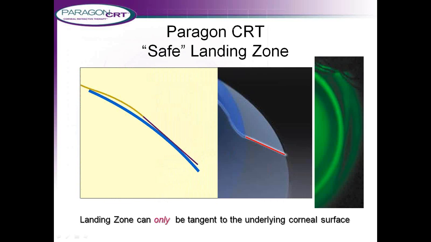The third parameter is the landing zone. The landing zone is a flat surface with a radius of infinity. It can only meet the curved peripheral corneal surface tangentially. This tangential relationship between the landing zone angle and the cornea eliminates the possibility of impingement to the underlying corneal tissue commonly seen in older lens designs that have junctions to join curves on the posterior surface. The point of tangency can be moved closer to or farther away from the edge of the lens by changing the angle of the landing zone.